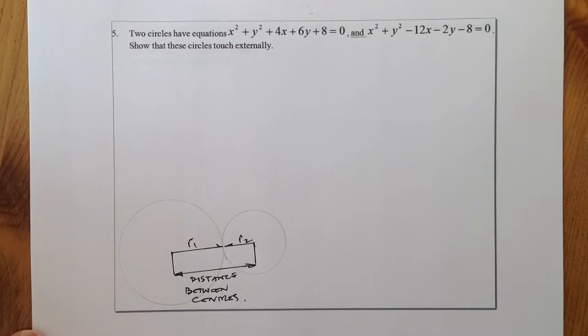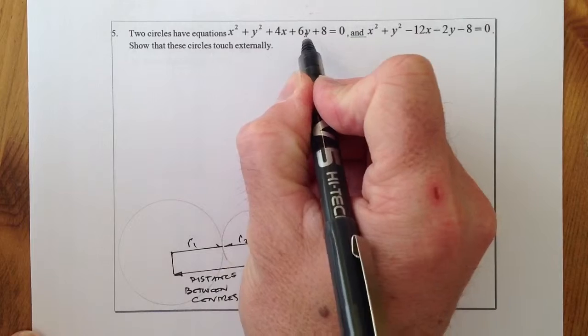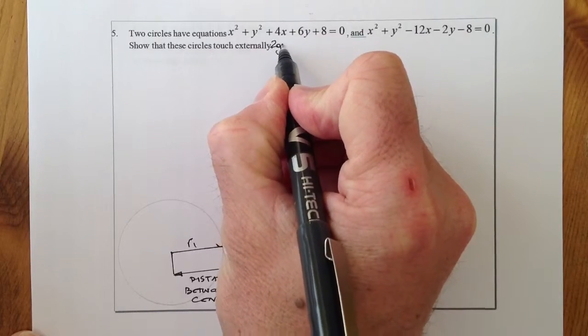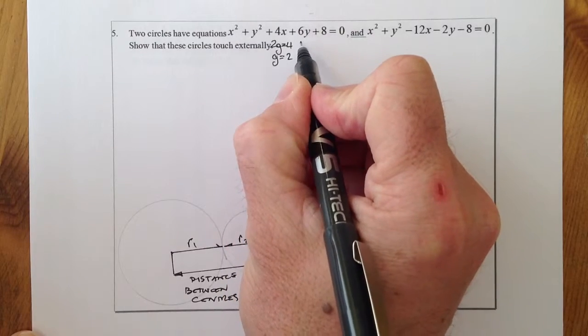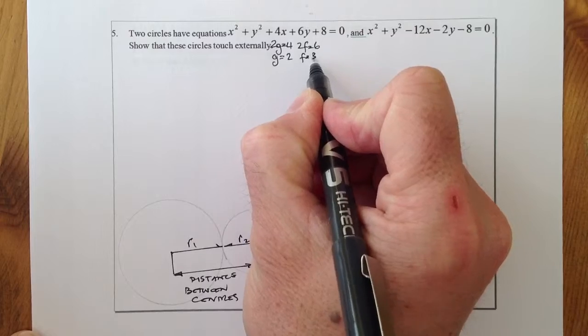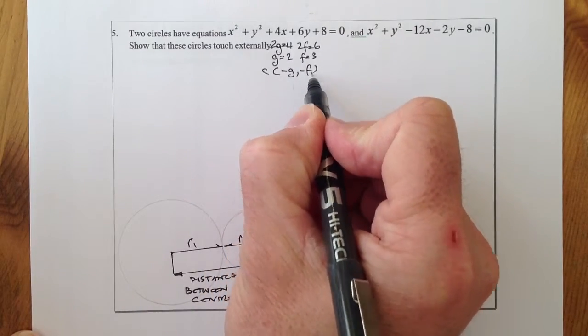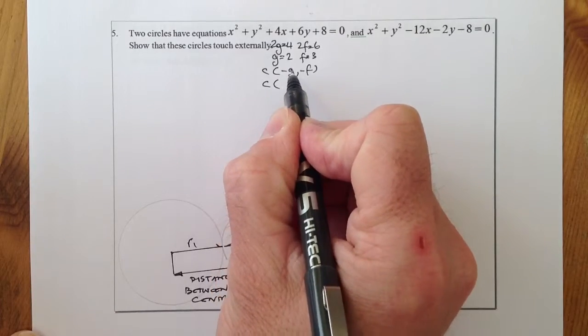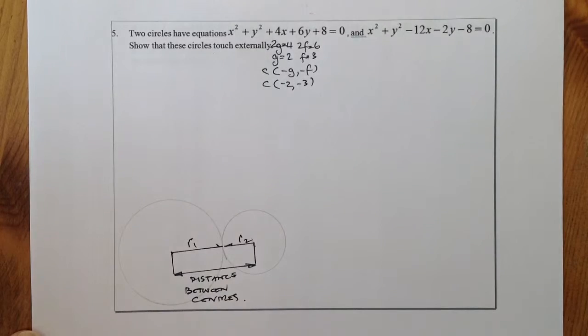Right, so first thing I'm going to do is try and find the centre of the first circle. Looking at this here and this here, I've got 2g equals 4, and g is equal to 2. For here, I've got 2f equals 6, so f equals 3. So my centre, remember, is minus g, minus f, and that's on the formula sheet. So my circle centre is going to be (-2, -3) for this one, and that's the first circle.